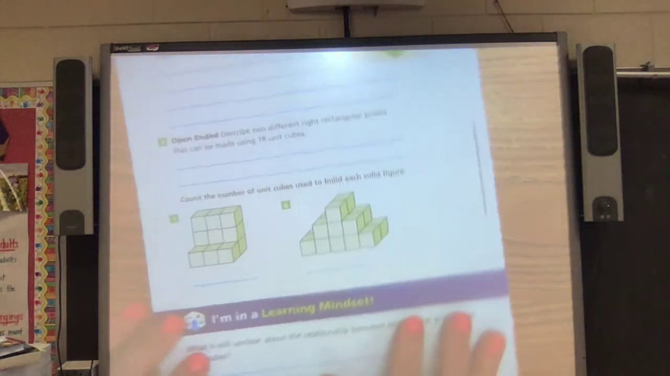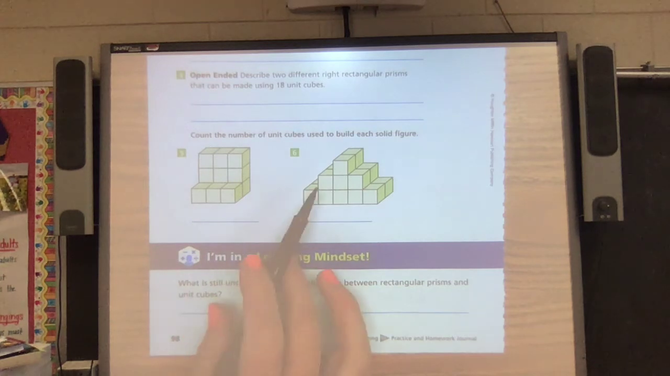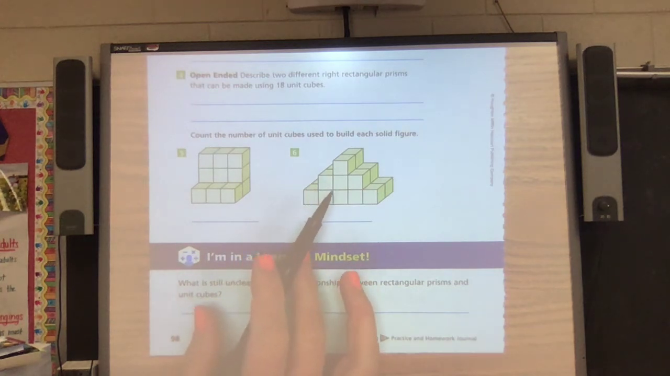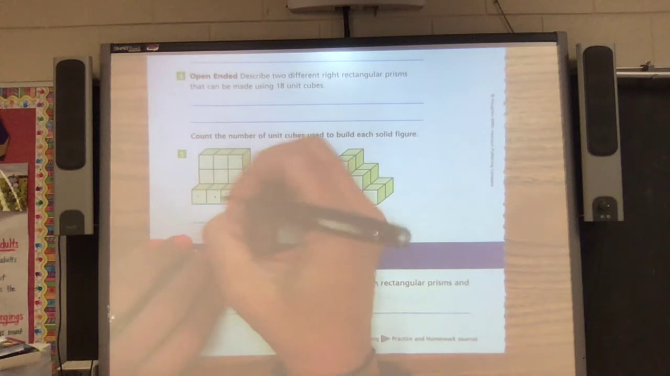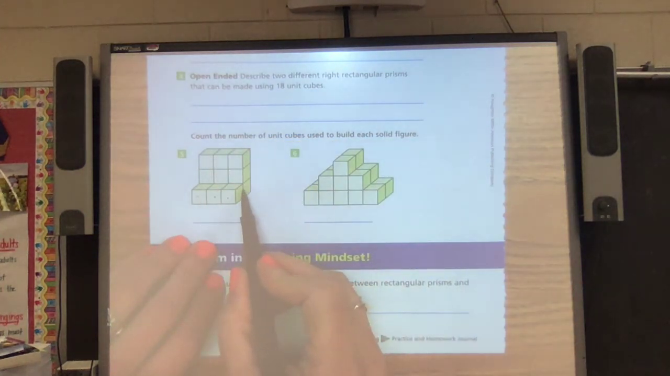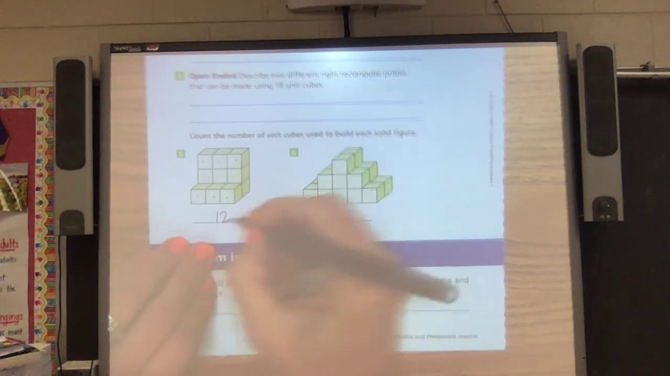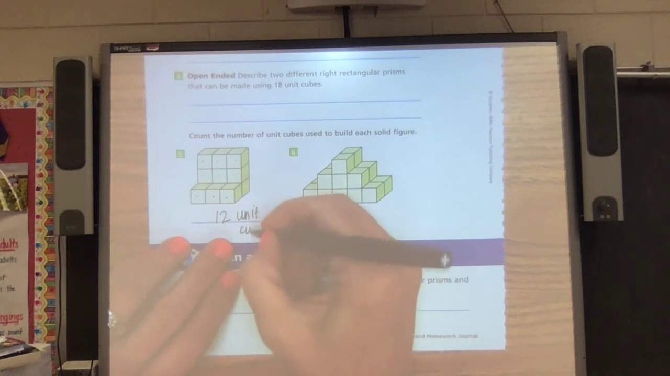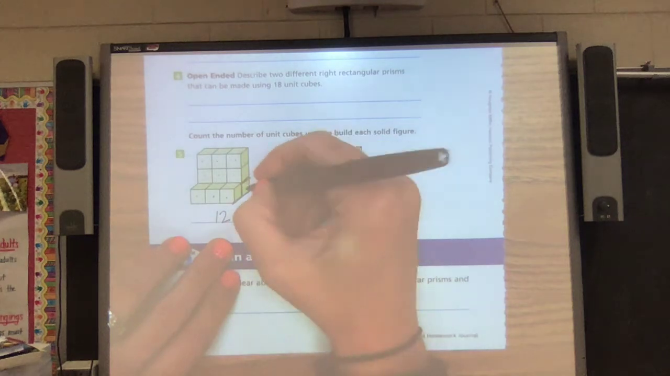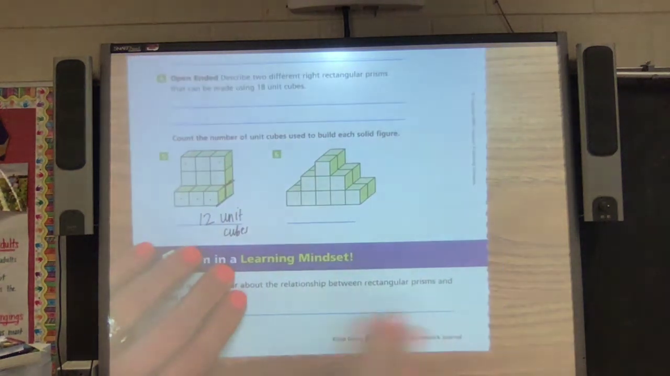Let's flip over to 98. Let's look at number 5. Count the number of unit cubes used to build the solid figure. So again, I've got these 3 kind of stuck out in the front. Even though I don't see them, I know that there's 4, 5, 6 back there. 7, 8, 9, 10, 11, 12. Since we see this second row here, I know that there's 3 on that bottom. 3, 6, 9, and then the 10, 11, 12 in the front.